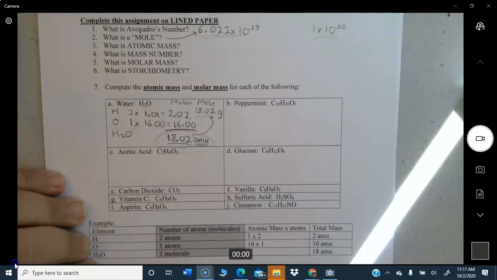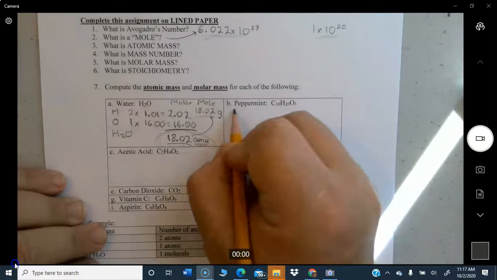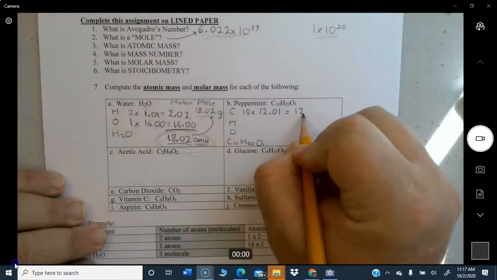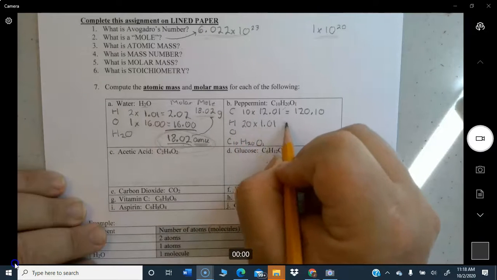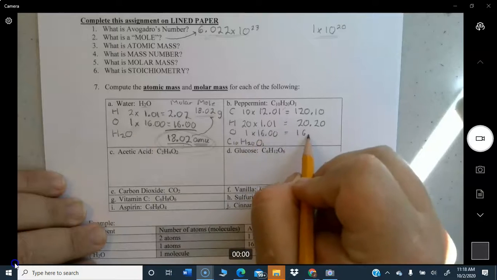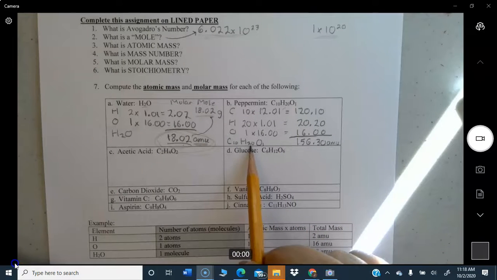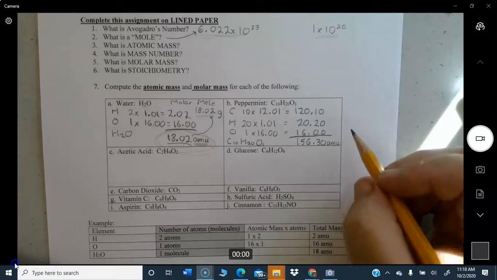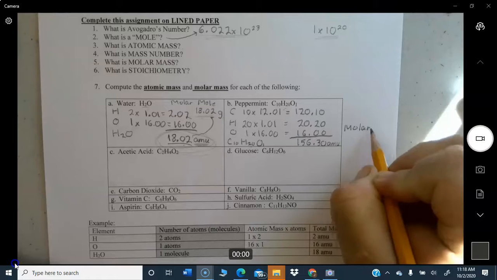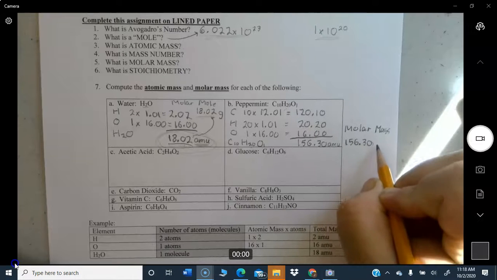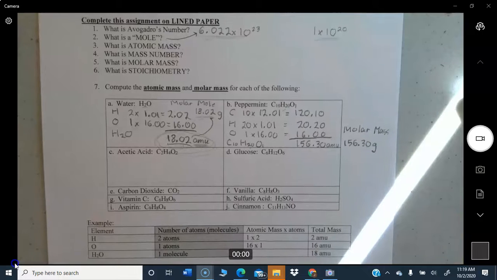Okay, I'm going to do peppermint, and then I am going to go ahead and let you do acetic acid and glucose. So let's go ahead and do this. Okay, so the atomic mass of a single peppermint molecule is 156.30. And if we want the molar mass, I'll go ahead and write it out here in the margin. The mass of 1 mole of peppermint molecules, it's the same number, but measured in the unit of measure we use in the lab, which is grams. Alright, so simple concept. Go ahead and do these two. These down here will be optional. This down here at the very bottom is just an example of doing what I just did right there. Okay, so you can move on.